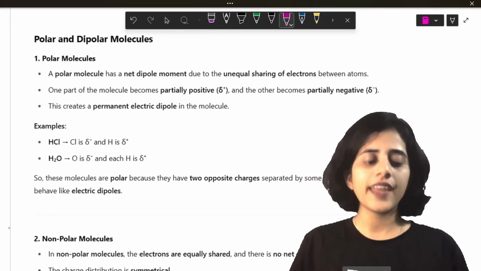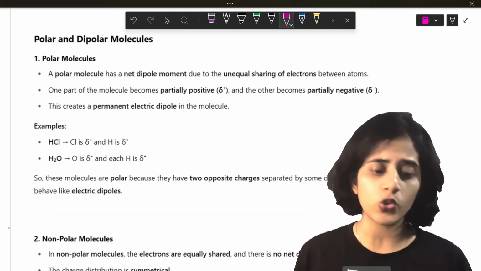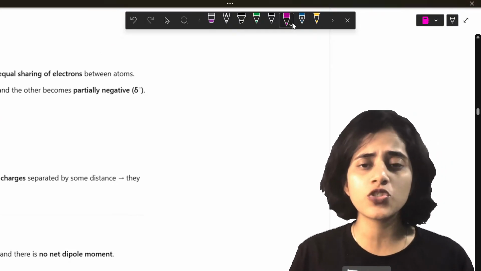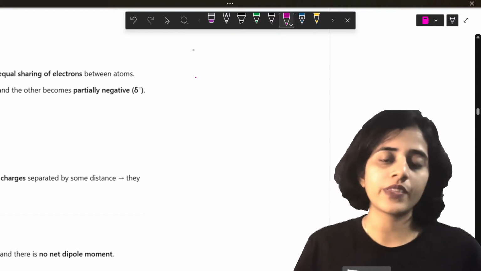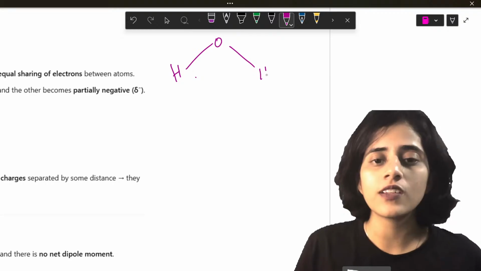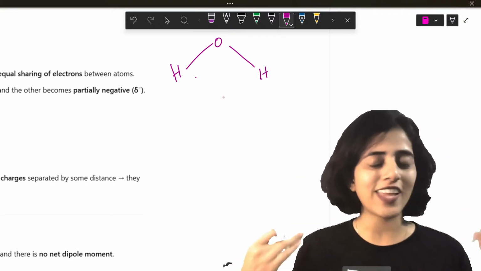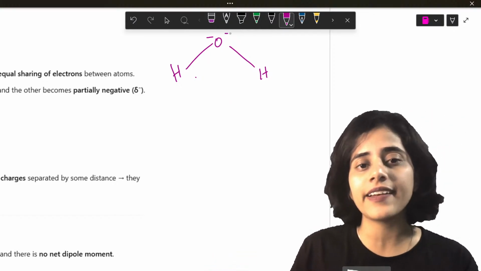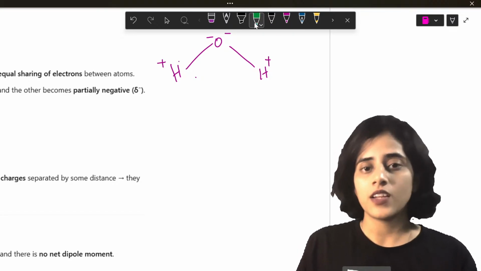Okay. Next is polar molecules and nonpolar molecules. What are these? Before we look at what they are, let's just look at some images. First let's consider water. Water has H, O, and then H, so H2O. That's water, H2O. All of us know that. Now, oxygen is a little negative and hydrogen is always positive. That is how they are.